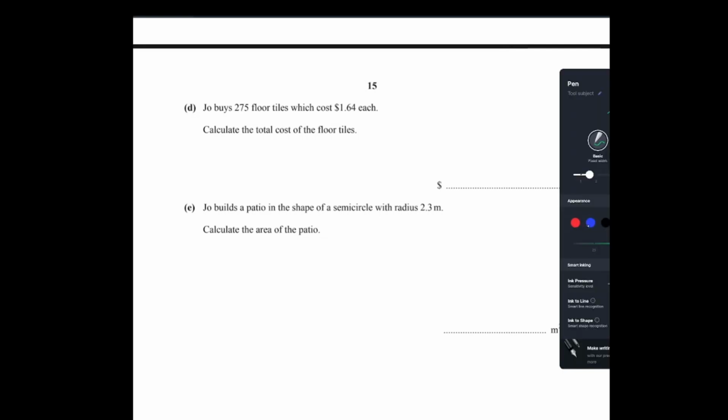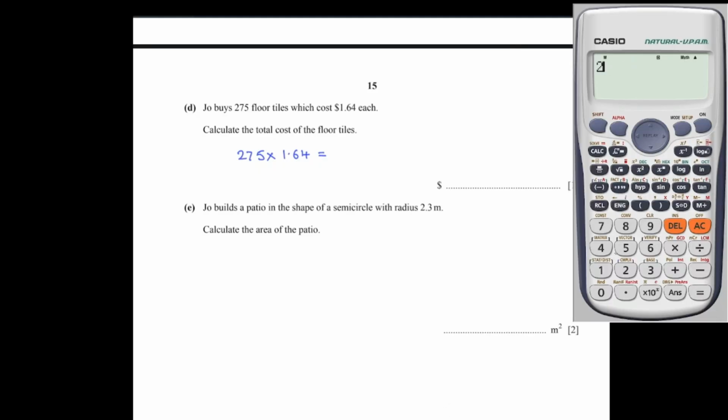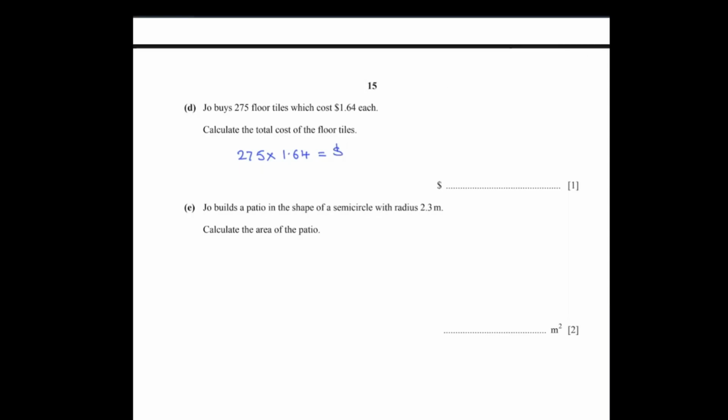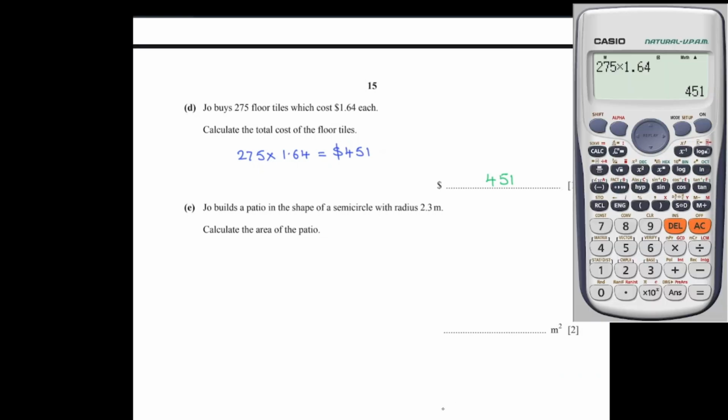Question number D. Joe buys 275 floor tiles which cost $1.64 each. Calculate the total cost of the floor tiles. This is again a straightforward question. There are 275 tiles, and each tile is costing $1.64. So to find the total cost of the tiles will be just multiplication of these two numbers. 275 into 1.64 will be $451 total for all the tiles. This is the answer for question number D.